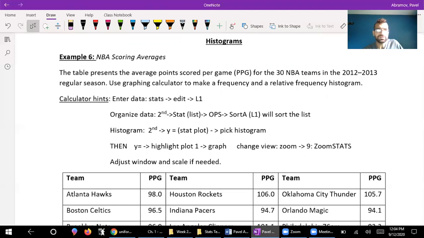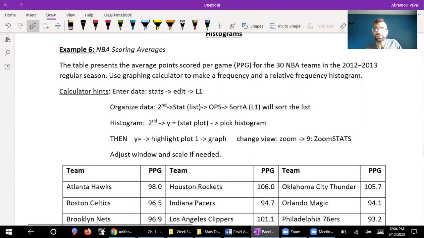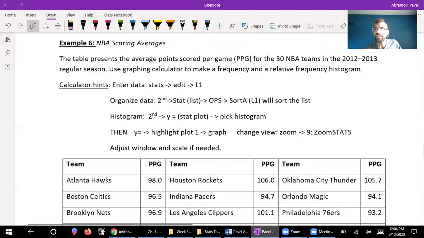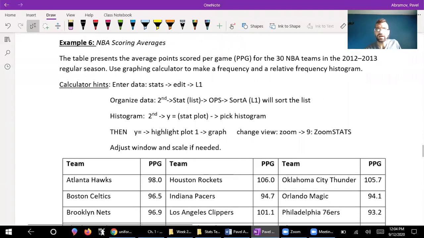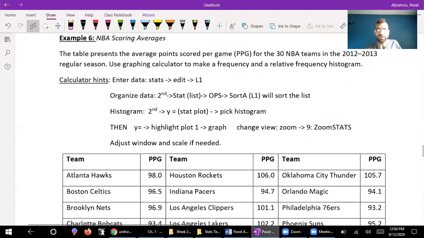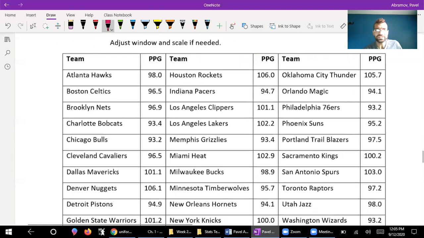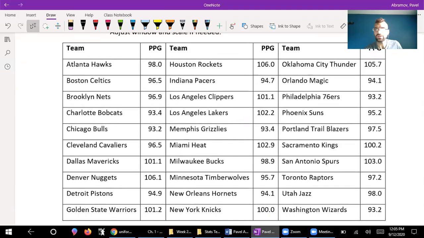The table represents the average points scored per game for 30 NBA teams in the 2012 to 2013 regular season. We're going to use a graphing calculator to make frequency and relative frequency histograms. Remember, by frequency, we mean actual raw counts. Relative frequency means percent. We'll discuss how that can be done. We have all of this data right here that we will need to enter into our calculator. Let me get my calculator started and I'll show you how to do that.